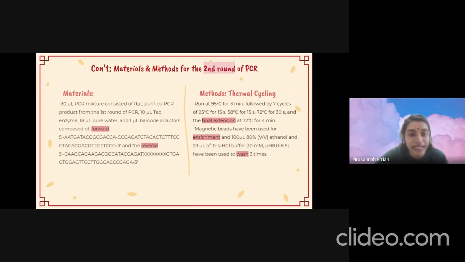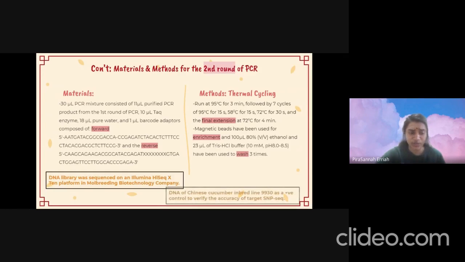Then, consequently, the DNA library was sequenced on an Illumina HiSeq X10 platform at the Molbreeding Biotechnology Company. And then they also sequenced the DNA of the Chinese cucumber inbred line 9930 as a positive control in order to verify the accuracy of the target SNP sequence.